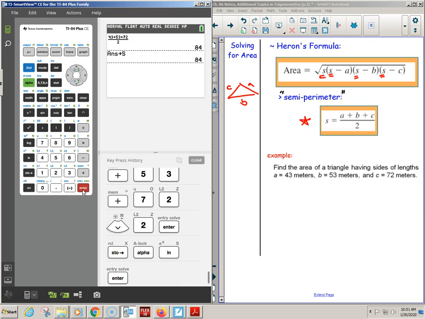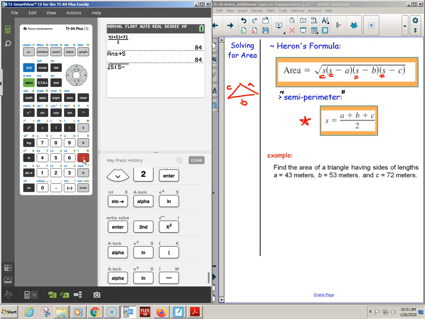We could stow him as an S, and then from now on we could use it, meaning we could take the square root of, we could go grab that S, and then it's going to be S minus our A, which is 43. Now I know some of you are like, once again, this isn't saving me a lot of time. Well, to be honest, I'm just teaching you something that will save you a lot of time in the future. But you could also do it with the 53, and then you could also do it with the 72.